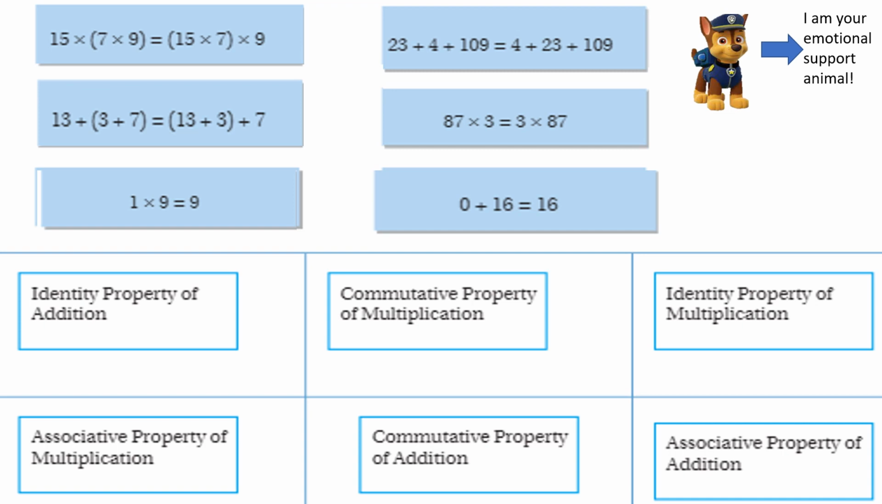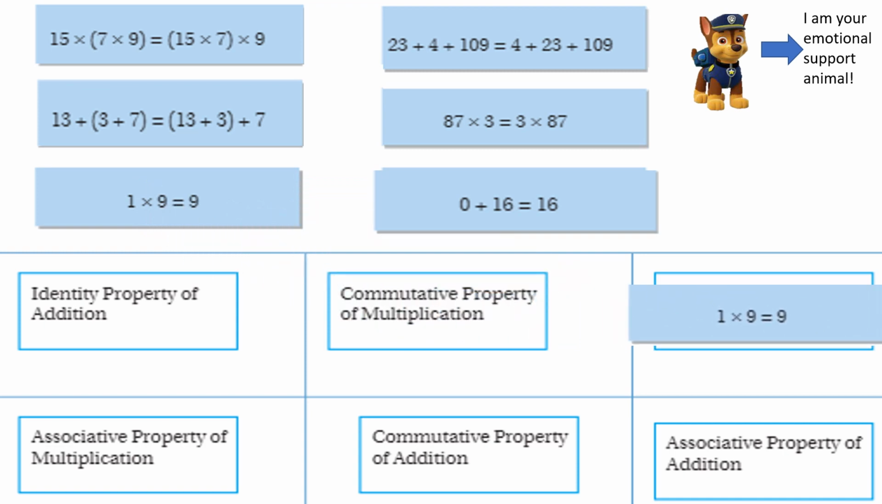So what we're going to start off with is math, of course. So let's start with the identity property of multiplication. The identity property of multiplication is 1. Like, let's say 1 times 2 always is 2, because the rule is anything times 1 equals itself. So let's say 9 times 1 equals 9. That will go into the identity property of multiplication.